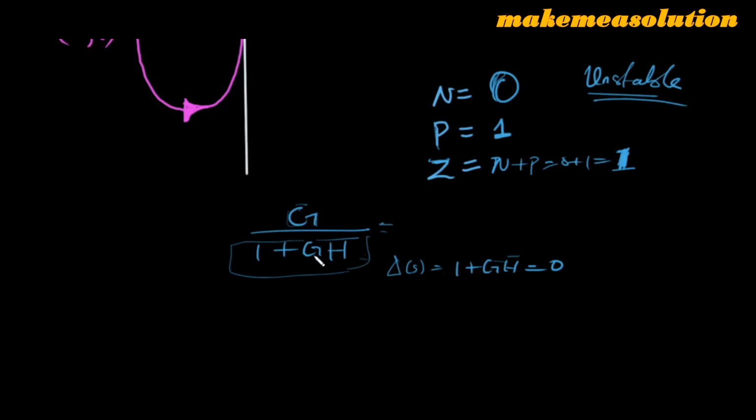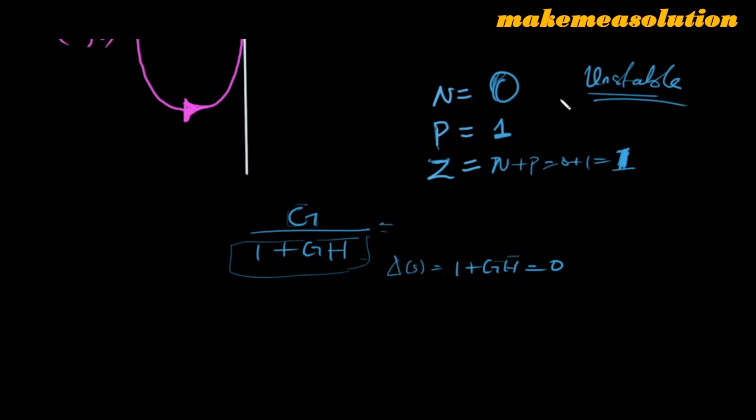Then you will now solve the denominator. You solve for this one, and you equate it to 0. Whatever you get, that's your characteristic equation, and we call it the closed loop characteristic equation. And the roots of that characteristic equation will give me the number of poles that are either positive or negative.